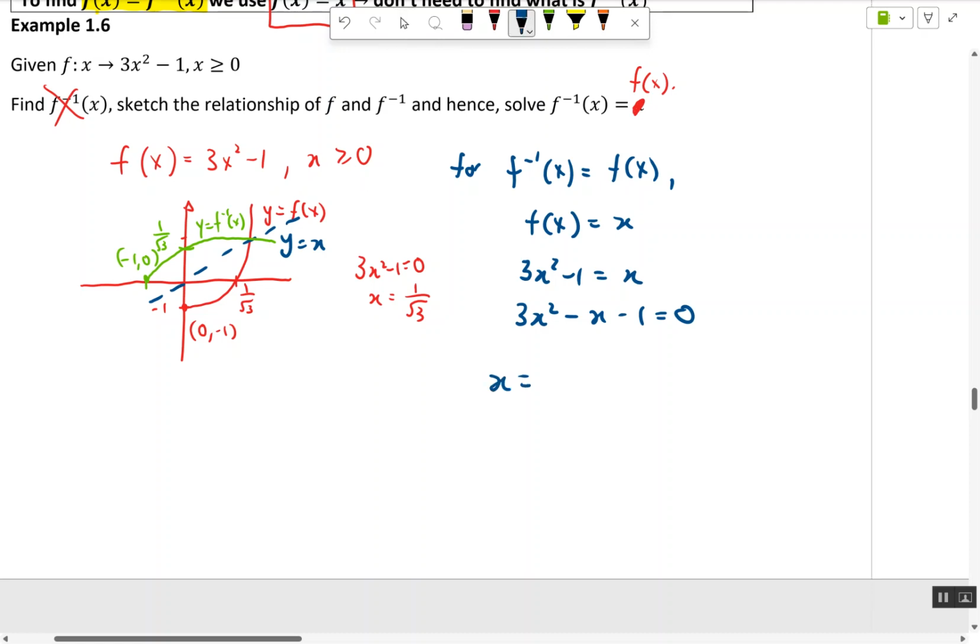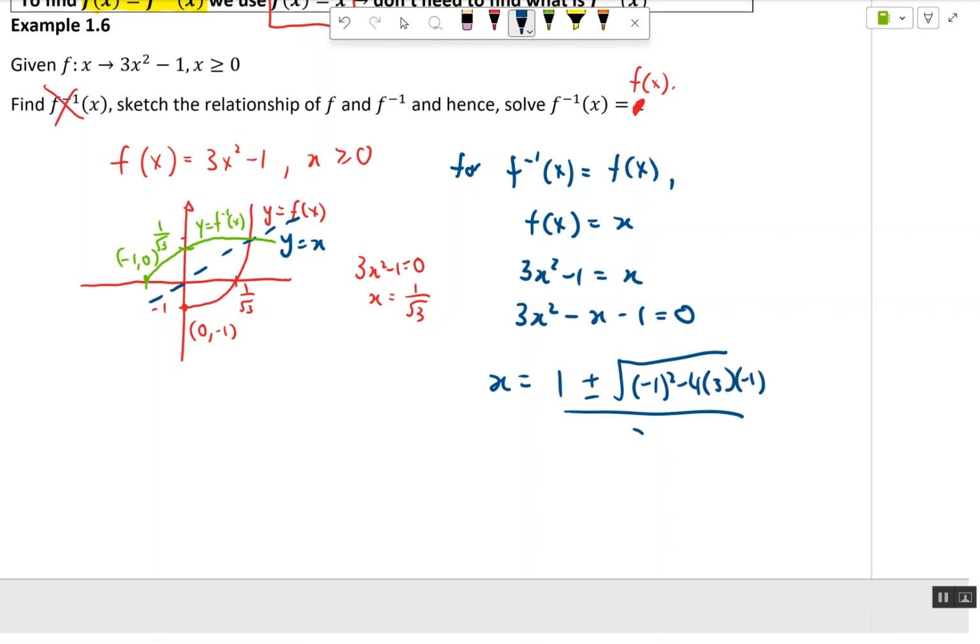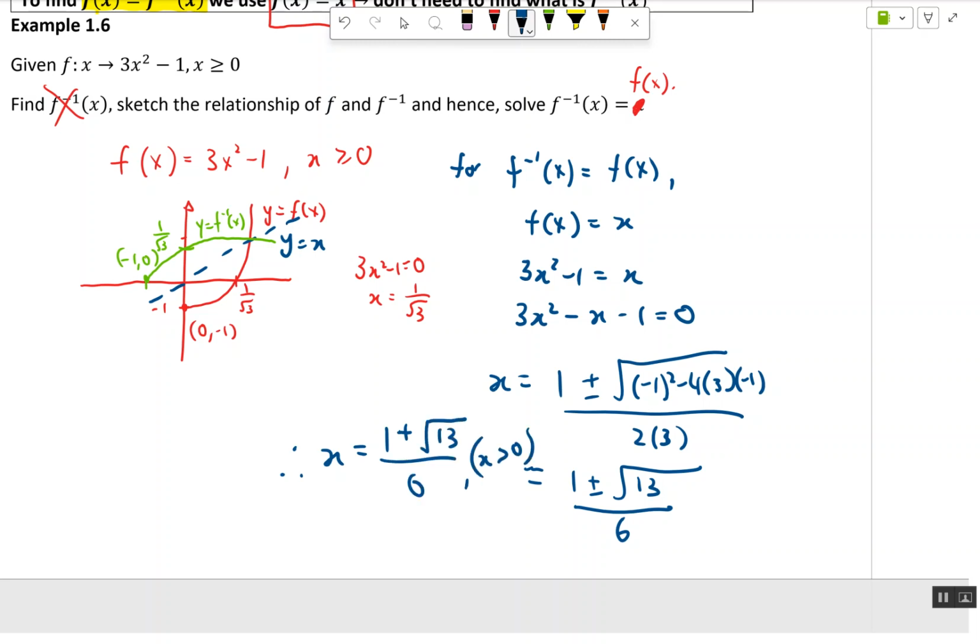Okay, so x equals to minus b plus minus square root of b squared minus 4ac, over 2a, and this is equals to 1 plus minus square root of 13, over 6. Now be careful. Can you see the point of intersection is at the positive part? So I only need the positive one, so therefore x is equals to (1 plus square root 13) over 6. Why? Because x must be greater than 0 for this point of intersection.